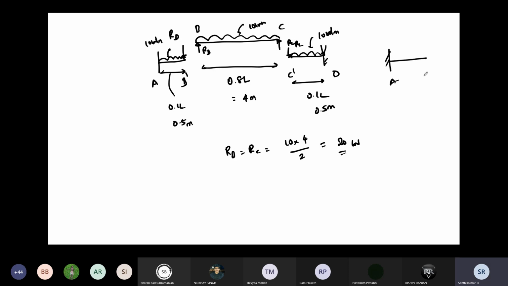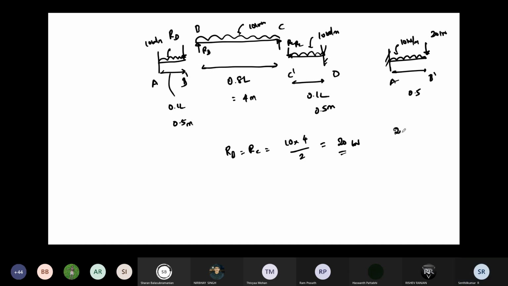So now I just want to find out A, B, C. A dash B, A, B dash. This is 10 kilonewton per meter. And again, this 20 kilonewton will act on here. What about this length? This length is 0.5. So I can easily find out my maximum bending moment here. What is your maximum bending moment there?